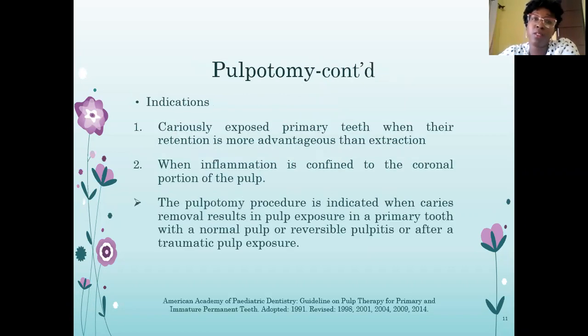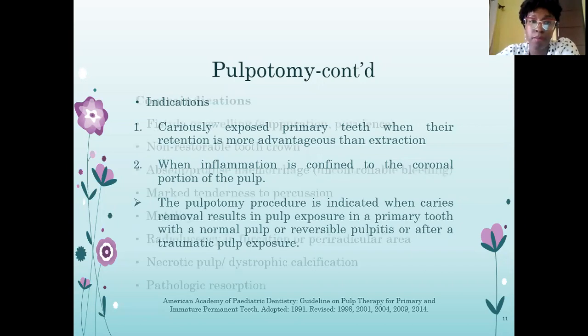So what are the indications? We have cariously exposed primary teeth when retention is more advantageous than extraction. And as I've said before, retention is really more advantageous than extraction. The second indication is when inflammation is confined to the coronal portion of the pulp, and when caries removal results in pulp exposure. You're doing a class 2 and you see a pink spot. So in this case, you have a normal pulp or there's a reversible pulpitis after a traumatic pulp exposure.